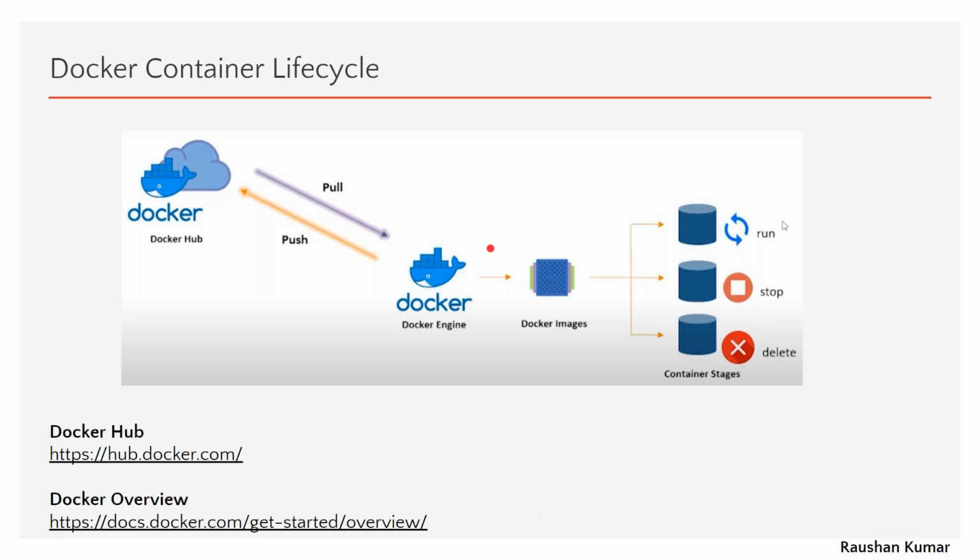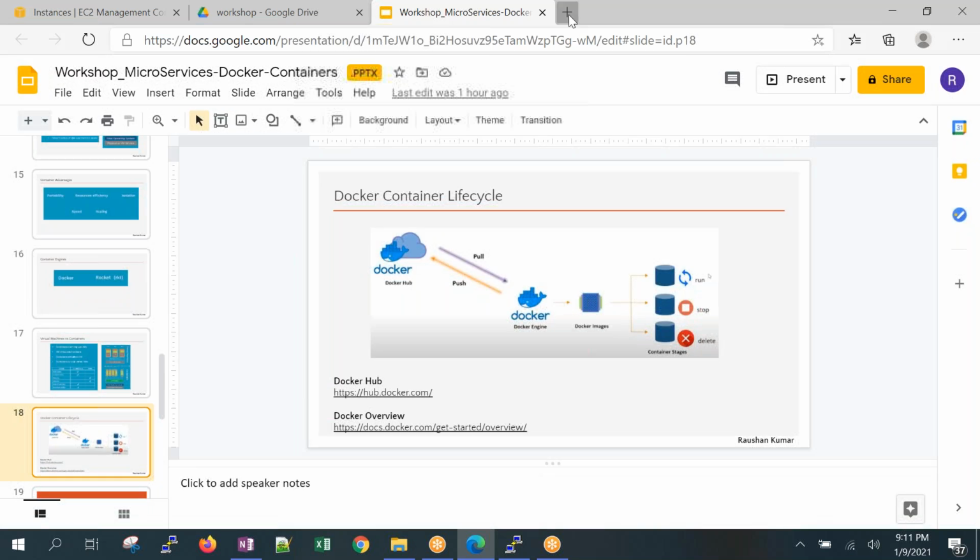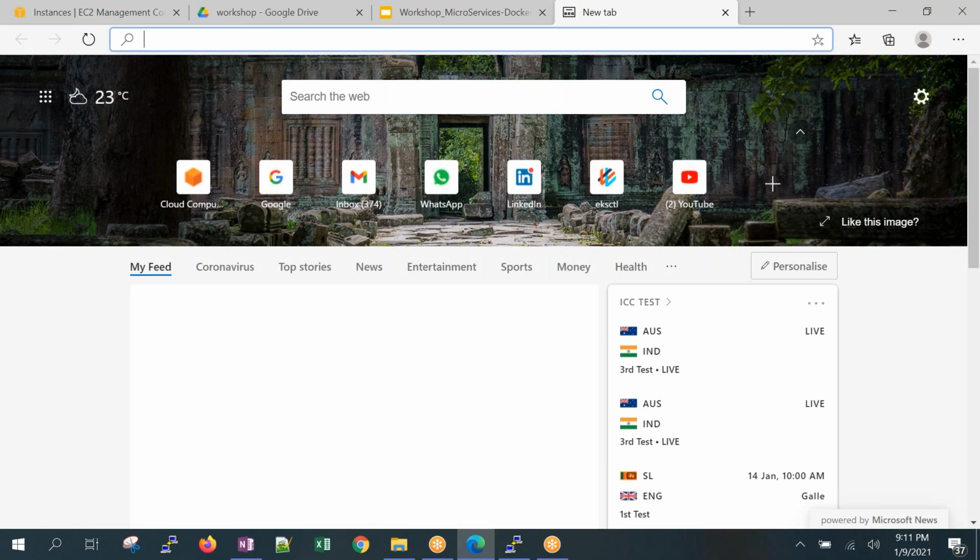Let's understand this part now. How does this container work? I need to have the Docker engine installed. Once I have the Docker engine installed, I can pull the image. There is something called Docker Hub. I'm going to show you that there is something called Docker Hub.